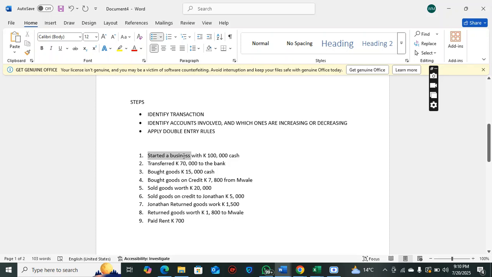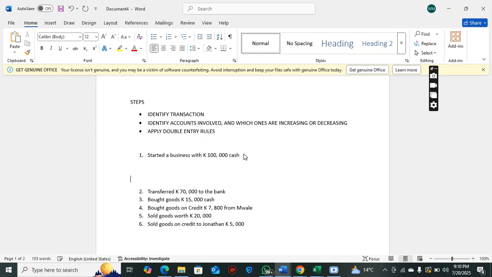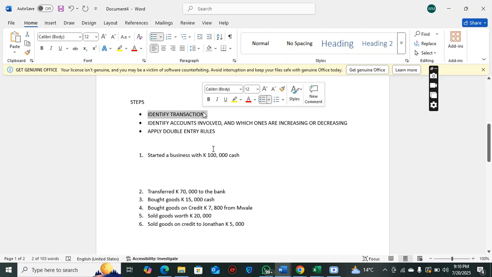Started a business with 100,000 kwacha cash. Okay, so first we identify the transaction. What is going on here? Well, this person, whoever it is, is starting a business. All right. So they're putting money into the business basically here. Okay. So we've identified the transaction, starting a business.